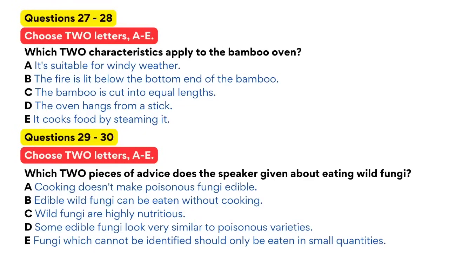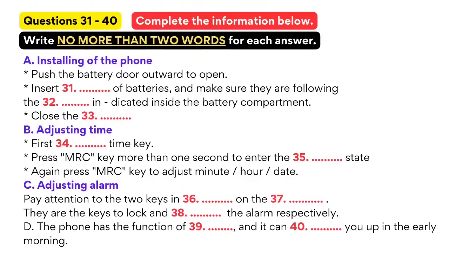That is the end of part 3. Now turn to part 4. Part 4. About the installation of a telephone. You have half a minute to read the questions first. First, you have some time to look at questions 31 to 40. Now, listen carefully and answer questions 31 to 40.